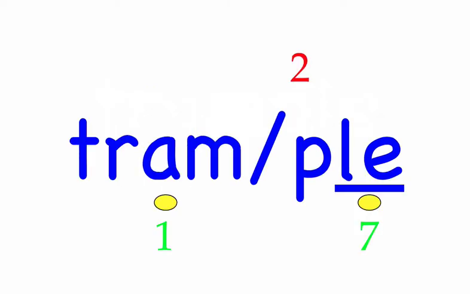Here LE is a vowel group 17 representing the sound ul. When we see LE at the end of the word and it's preceded by a consonant, underline LE to indicate it's a vowel team, and that's vowel group 7.